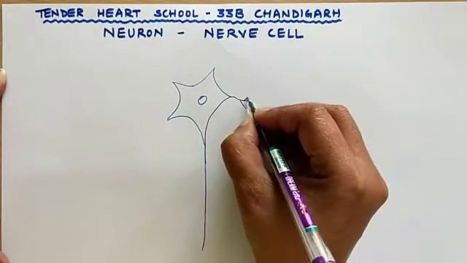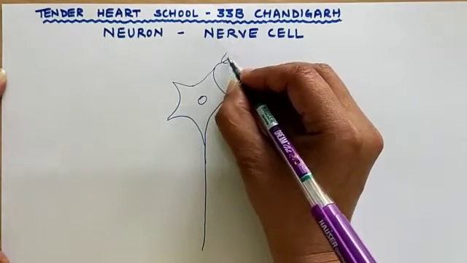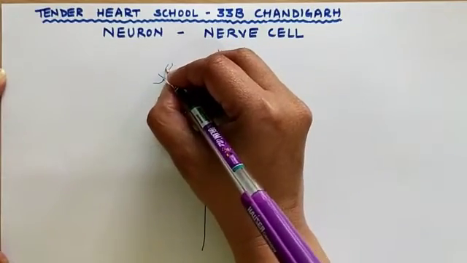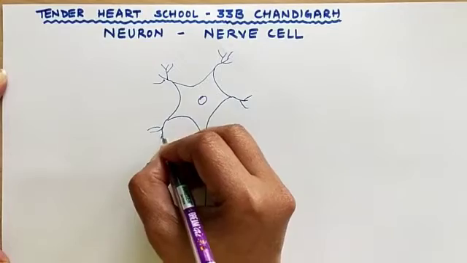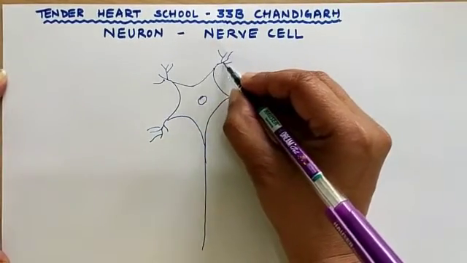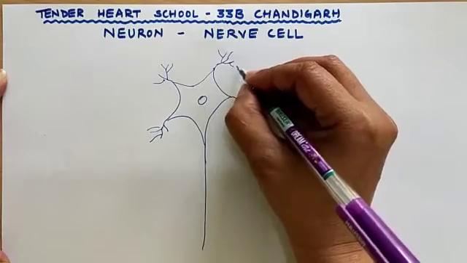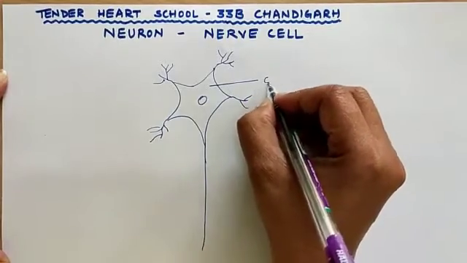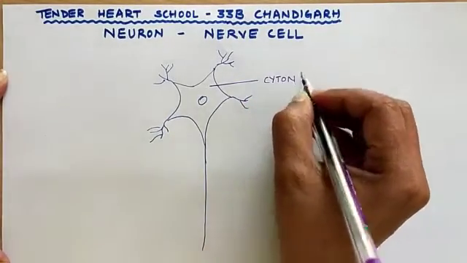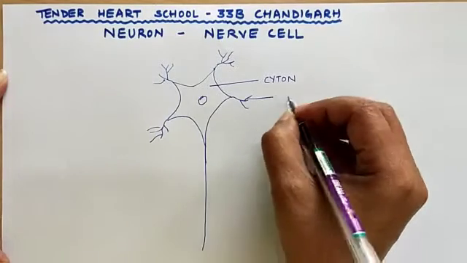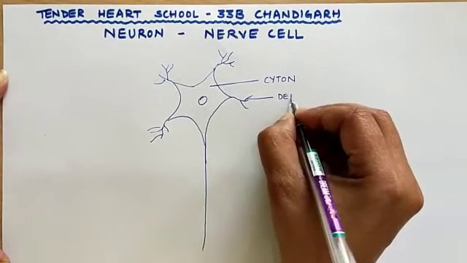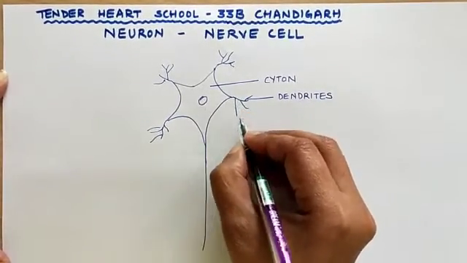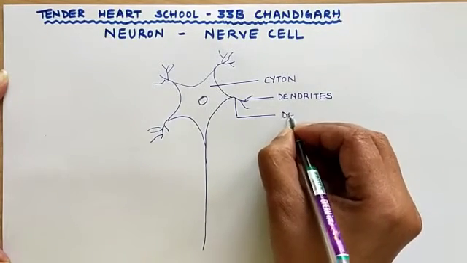This cyton is having fine branches coming out. These fine branches are called the dendrites. Fine branches are the dendrons and further finer branches are the dendrites. So let us label it. This is the cyton. These are the dendrites. Dendrons.